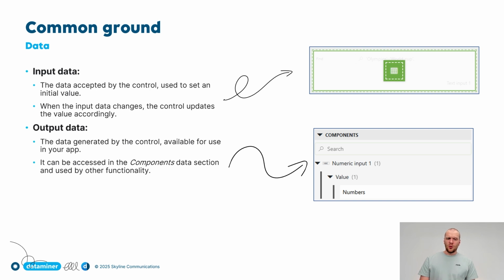Input controls also output some data, and that is the data that is being generated by the control, and it is available for use in your low-code app. That output data is available in the components data section and is from that moment onwards able to be used by other functionality.